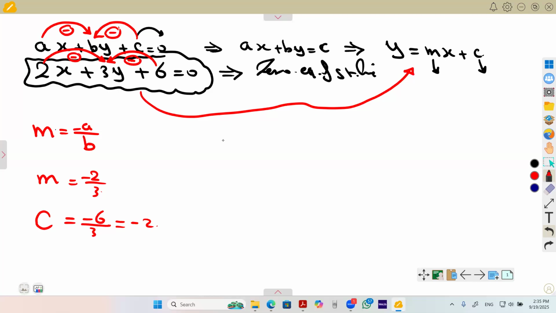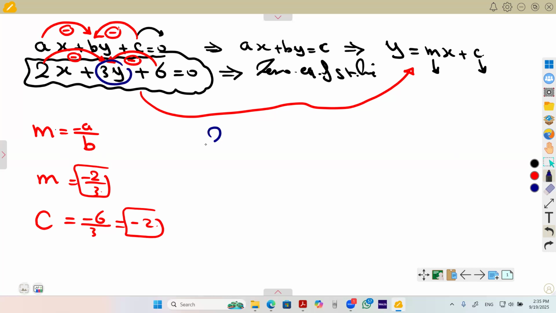I asked, if I put this equation in the form of the m, the slope, and the y-intercept, will we get that m is negative 2 over 3 and the y-intercept is negative 2? Yes. But how can we get this form from this form? That means I need to leave 3y alone on one side.